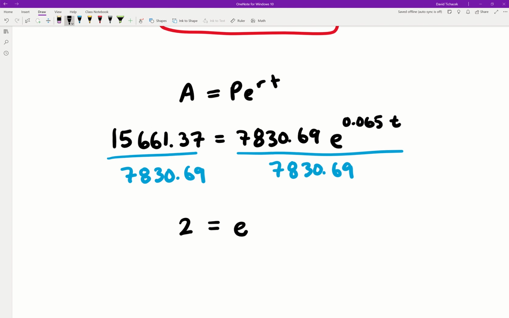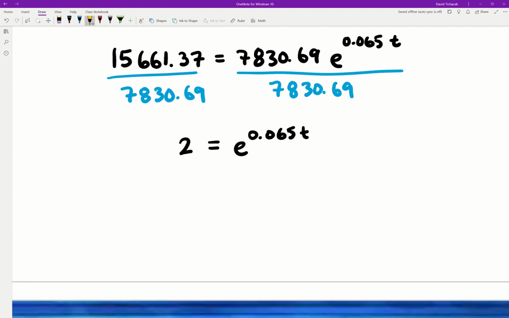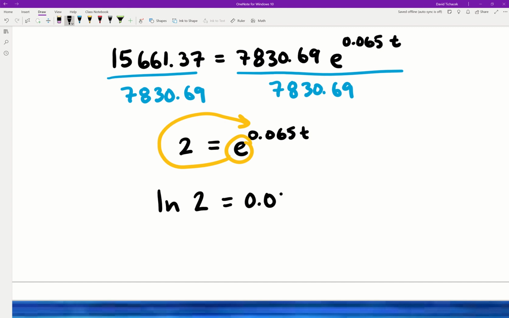And then on the right-hand side, that's just going to leave you with the exponential, e to the power of 0.065 times t. And now that we have this written down as an exponential equation, we could go ahead and translate this to the language of logarithms and solve it from there. So a log with a base of e is going to be your natural log of 2 is equal to your exponent 0.065 t.